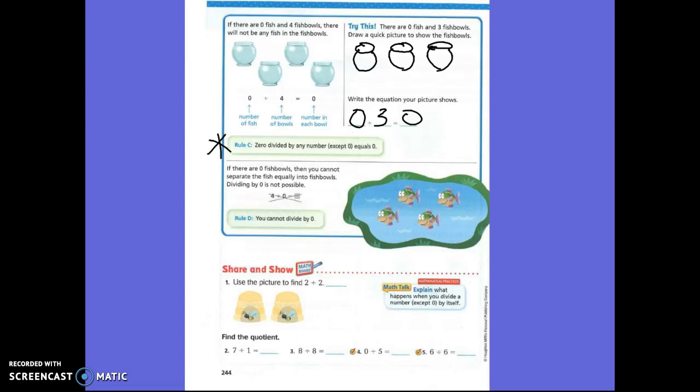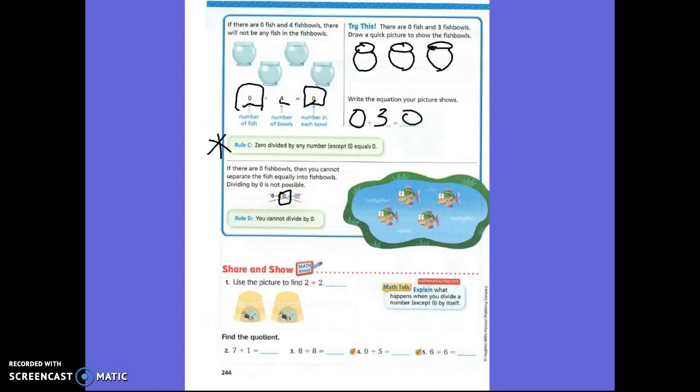0 cannot be the divisor. Exactly. 0 can be the dividend. You cannot have 0 as a second number. Okay, yes, 0 can be a quotient, yes. It can be the dividend or the quotient. 0 cannot be the divisor.